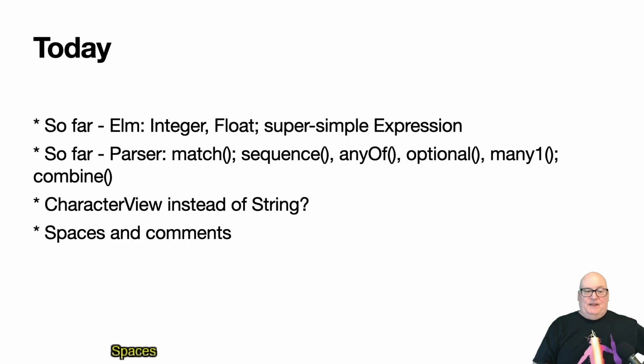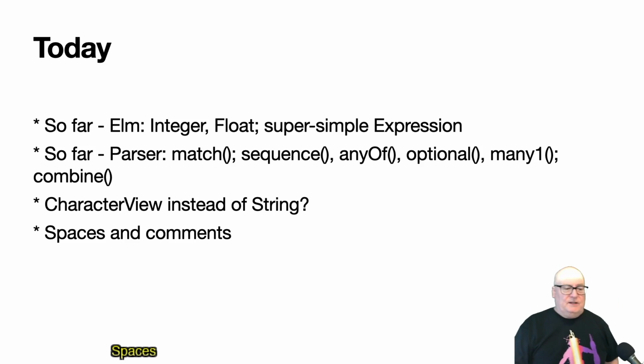All right, so we've got Elm float and a super simple expression that is an integer literal or a float literal. And we've got these combinators: matches one character or a string. Sequence matches a bunch of things in a row. Any of is pick one of these. Optional says this one may or may not be present. Many one says one or more. And combine says given a bunch of parsers, I can combine their values together and make a function that returns on that.